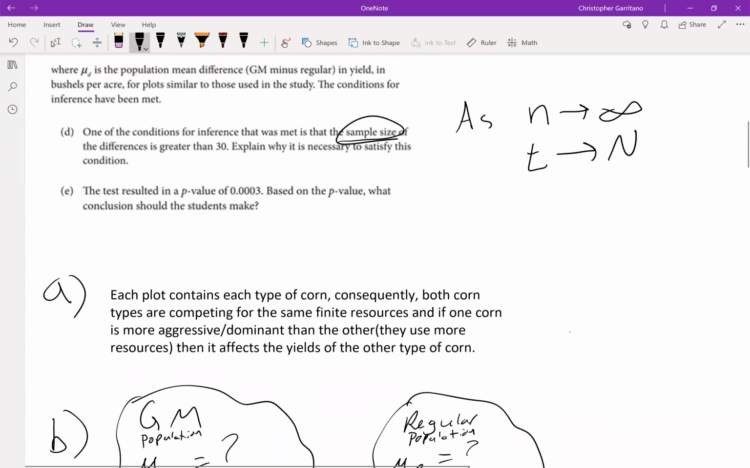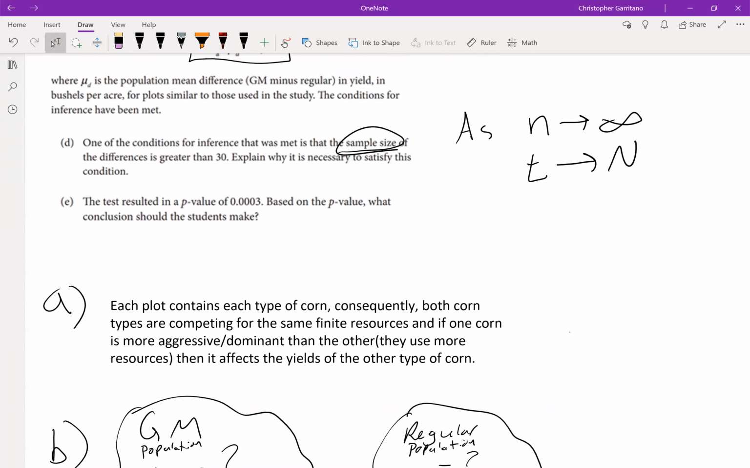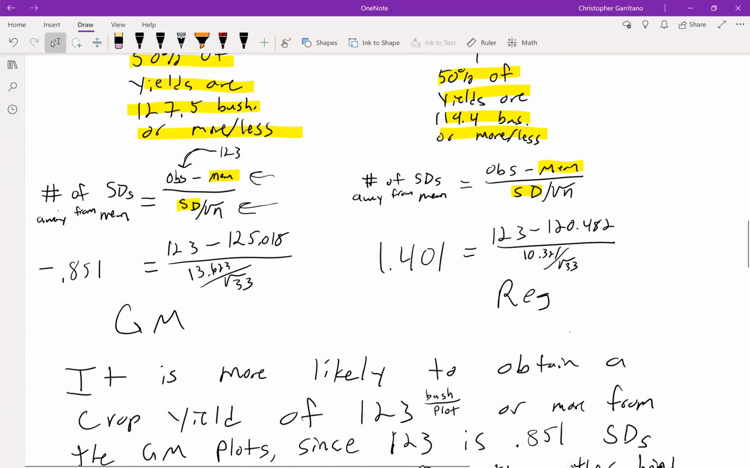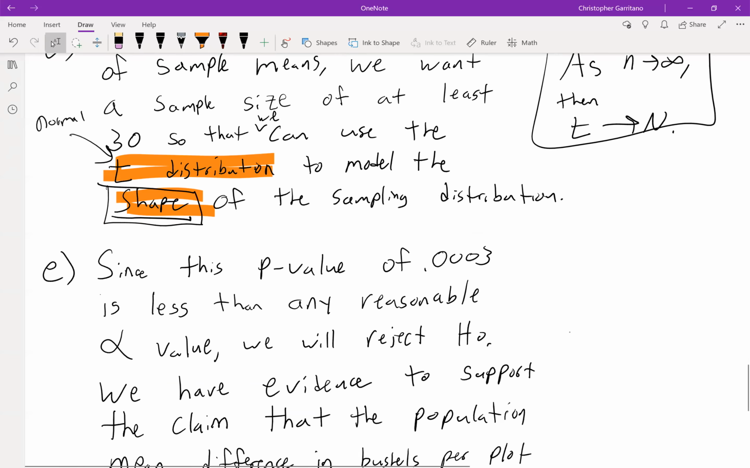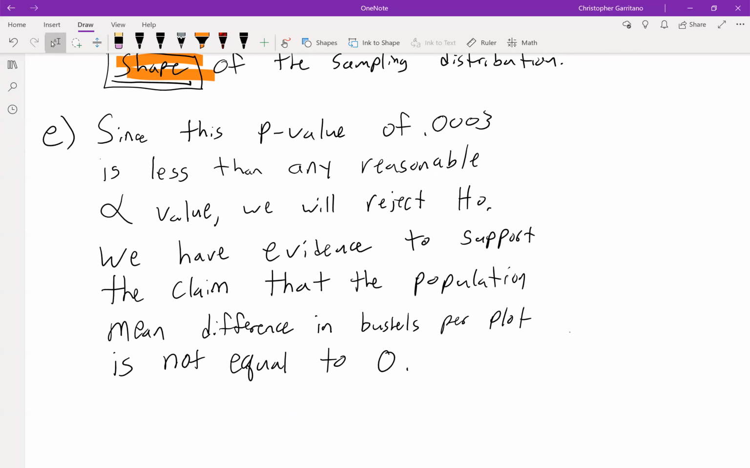And finally, part E, very straightforward. The test resulted in a p-value of 0.0003. Based on the p-value, what conclusion should the students make? A lot of you asked, hey, there's no alpha value mentioned. Should you mention alpha value? I do think it's an important thing to at least mention some kind of an alpha value or just compare p-value to alpha value, because in practice, that's what you would do. So what I said was, since this p-value of 0.0003 is less than any reasonable alpha value, we will reject H null.